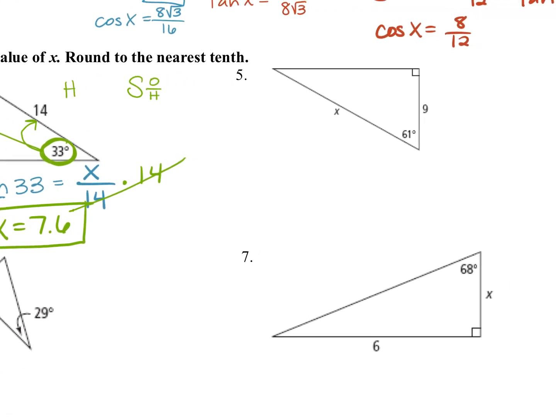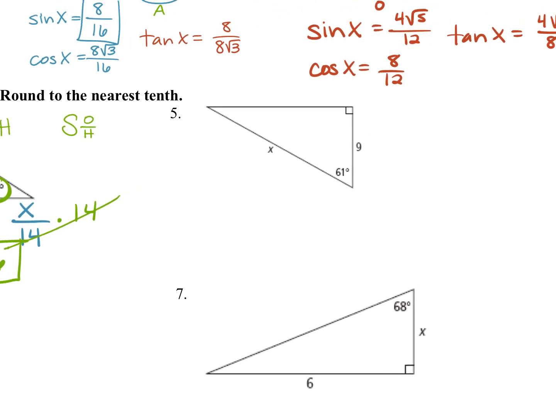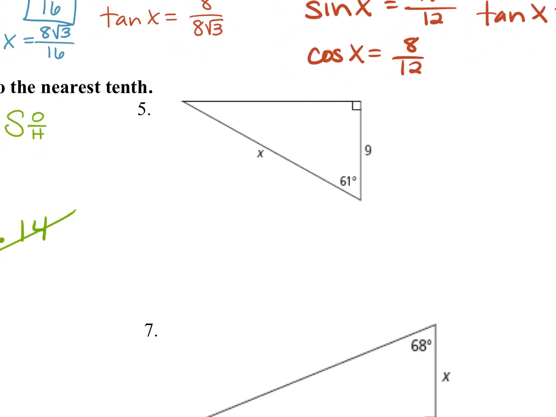Okay, I'm going to do number 5 with you, and then I want you guys to try those next 2. Where do you start on number 5? The given angle, the 61. Good. Okay, so if I'm starting here, now I have to define what sides I have from there. This one is your adjacent. This one is the hypotenuse.